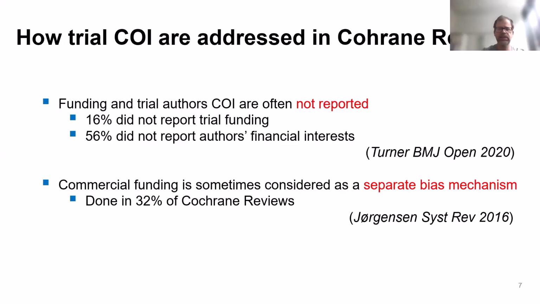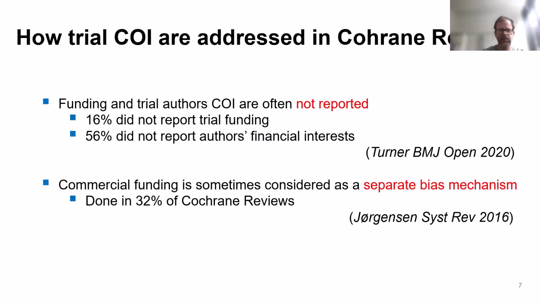So how do we deal with this in relation to Cochrane reviews? There have been 2 main studies looking at this, and they are somewhat old, or at least not so recent. One of them was the Turner study from 2020, where they sampled Cochrane reviews, and you could see that in 16% of these reviews, they didn't report on the trial funding in the Cochrane reviews. And it was even worse in relation to the financial interest of the trial authors, where more than half of the reviews actually didn't report that.